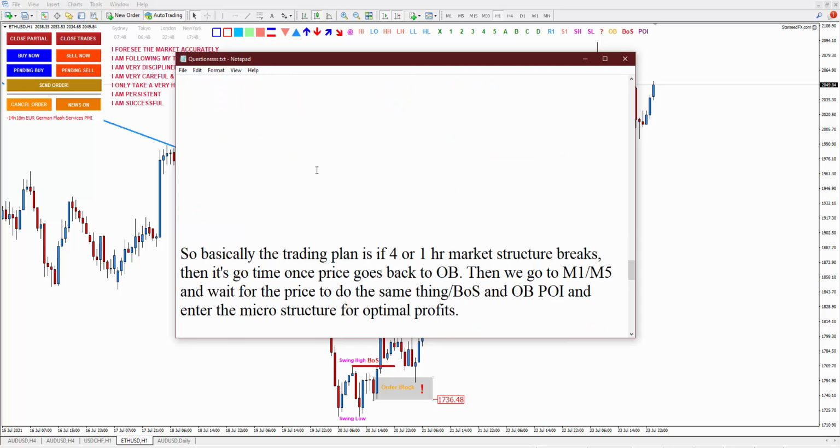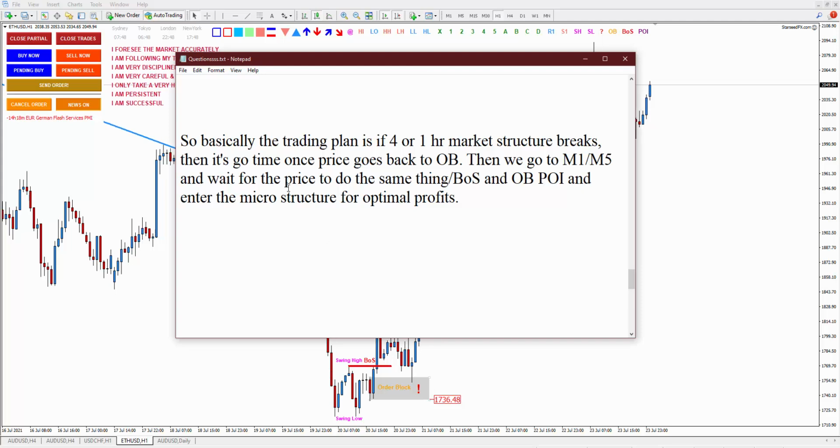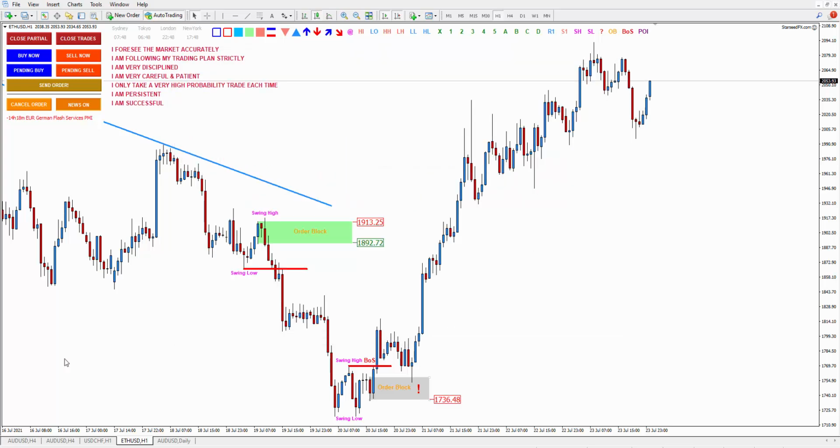So here's the next question. Basically, the trading plan is if the 4-hour or 1-hour market structure breaks, then it's go time. Once price goes back to the order block, then we go to the 1-minute or 5-minute chart and wait for the price to do the same thing, break of structure and order block or point of interest, and enter the microstructure for optimal profits. The answer is yes or no.